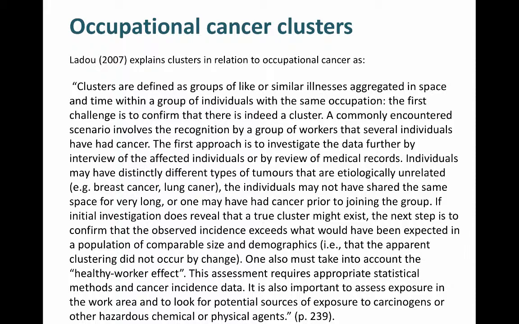If initial investigation does reveal that a true cancer cluster might exist, the next step is to confirm that the observed incidence exceeds what might have been expected in a population of comparable size and demographics, i.e., that the apparent clustering did not occur by chance. One must also take into account the healthy worker effect. This assessment requires appropriate statistical methods and cancer incidence data. It is also important to assess exposure in the work area and to look for potential sources of exposure to carcinogens or other hazardous chemicals, physical agents.